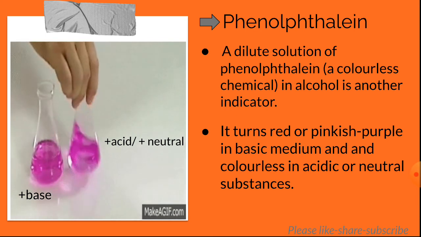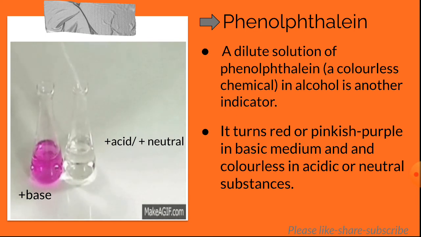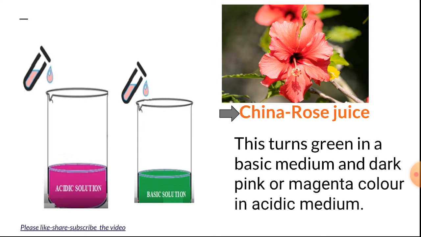Now let's see another indicator, which is China rose juice. This shows green in a basic medium and dark pink or magenta color in acidic medium. So when China rose juice is added to a basic medium, it changes its color to green. But when added to an acidic medium, it changes its color to magenta, pink or pinkish in color. Now I think you're clear with China rose juice.